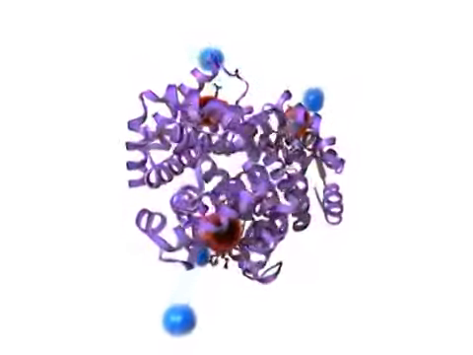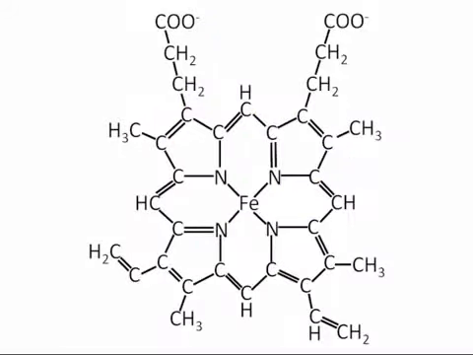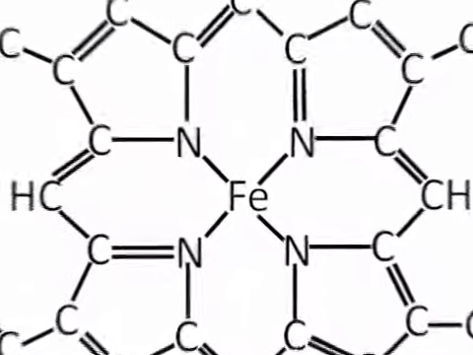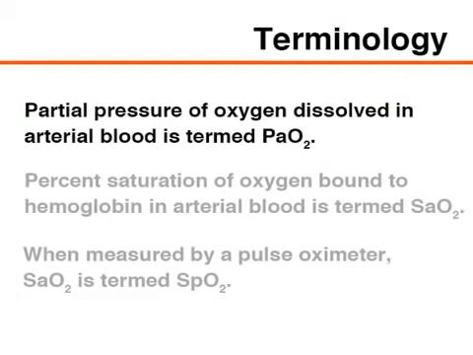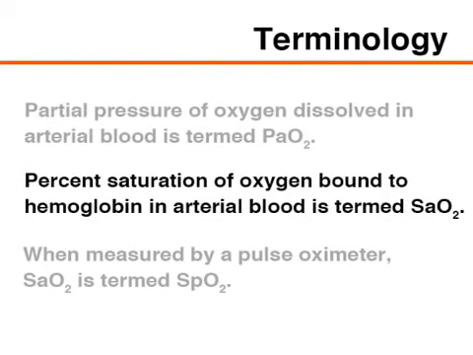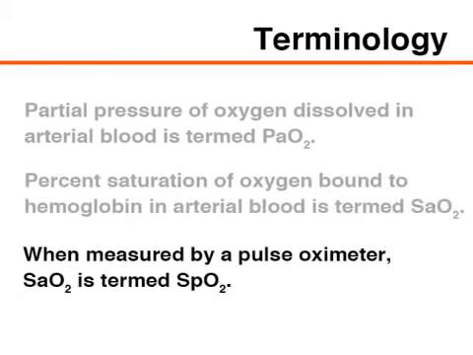Carboxyhemoglobin is hemoglobin bound to carbon monoxide. Methemoglobin is hemoglobin that contains ferric iron, Fe3+, an oxidized form of the oxygen carrying ferrous iron, Fe2+, which is found in functional hemoglobin. The partial pressure of oxygen dissolved in arterial blood is termed PaO2. The percent saturation of oxygen bound to hemoglobin in arterial blood is termed SaO2. When measured by a pulse oximeter, SaO2 is termed SpO2.